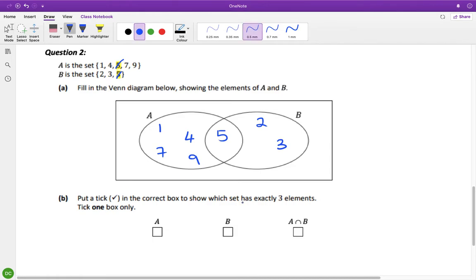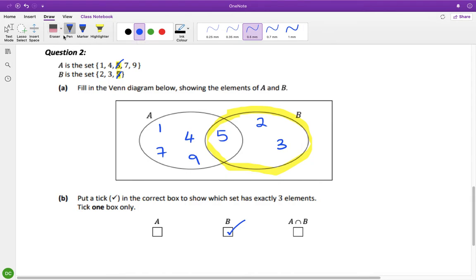Put a tick in the correct box to show which set has exactly 3 elements. Okay, so how many elements does A have? So let's have a look at A. Here's A. I'm just going to highlight the circle. How many elements does it have? It has 1, 2, 3, 4, 5, so not 3. How many elements does B have? So let's highlight B. There's the B circle. It has 1, 2, 3. So it does have 3.